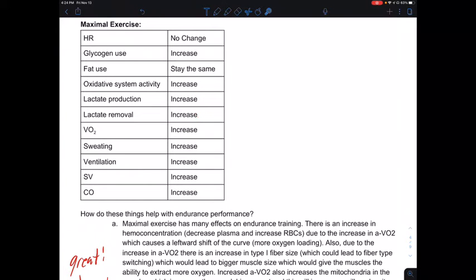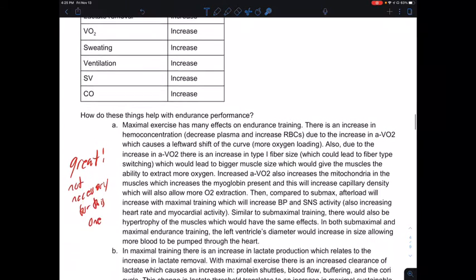We talked about those changes. Remember, lactate removal goes up because of the increased shuttles, increased circulation, increased Cori cycle enzymes. VO2 goes up because of that. All those changes to the Fick equation drive your VO2 max up. Sweating rate goes up, ventilation goes up because we're tapping into more of what the lungs were already ready to do. Stroke volume goes up like we already talked about. And because of that stroke volume increase, cardiac output can also go up.